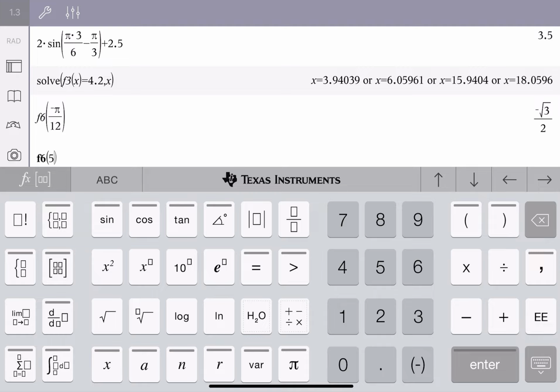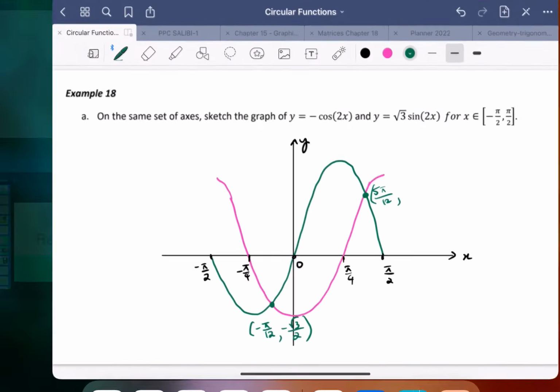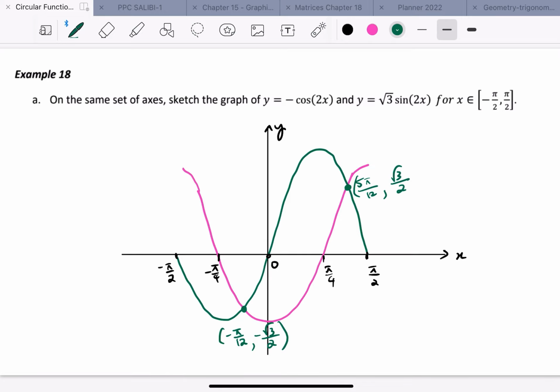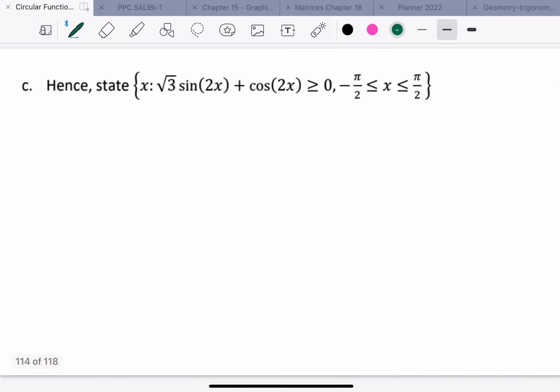Actually, the x is 5 pi on 12, and I get root 3 on 2. Okay, there you go. So those are your 2 intersection points. So then for part C, it says, hence state when that graph added together is greater than or equal to 0. How does that relate to what we just did? Well, what if I took that cos over to the other side?